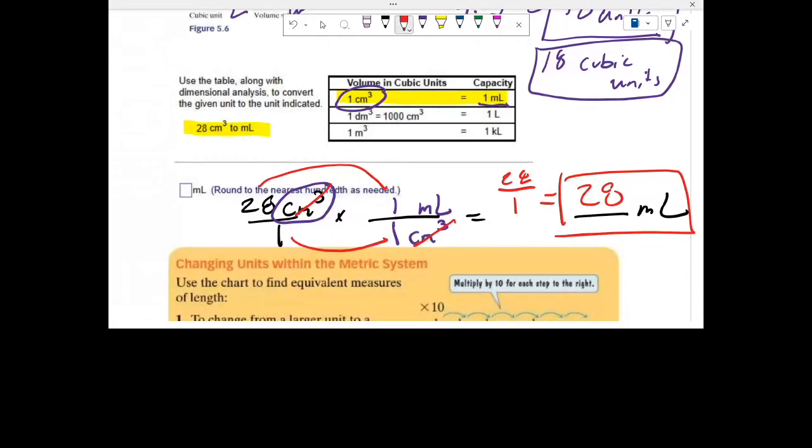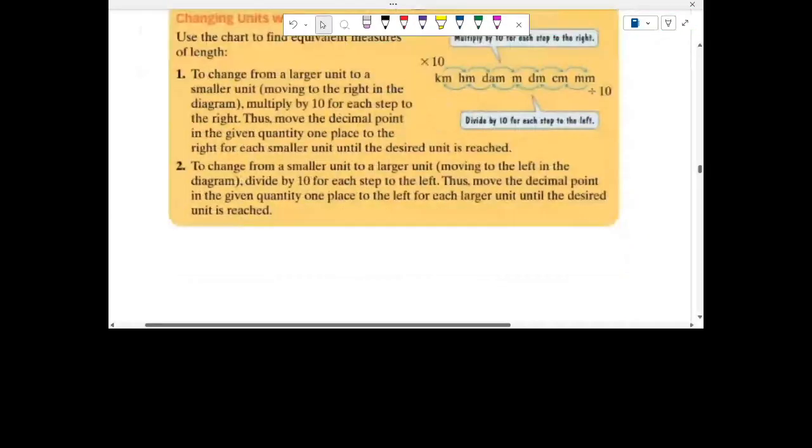So, y'all, when I'm trying to do this here, what I'm looking at is whatever units I have to begin with, those are the units I'm going to write on the bottom. Whatever units I want to end up with, those are the units that I'm going to write on the top of that fraction, okay?